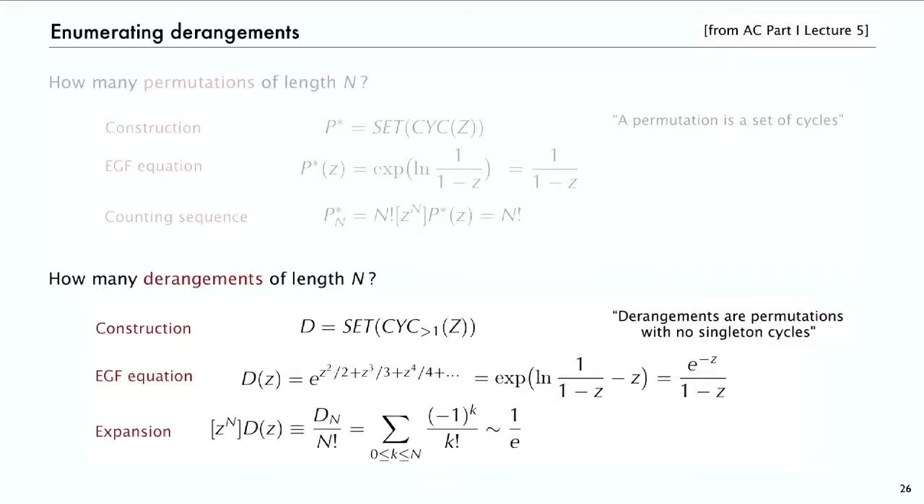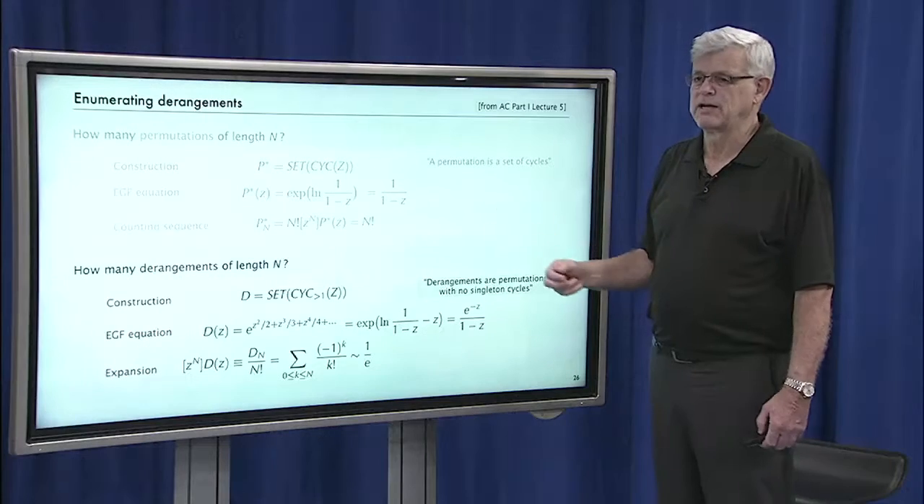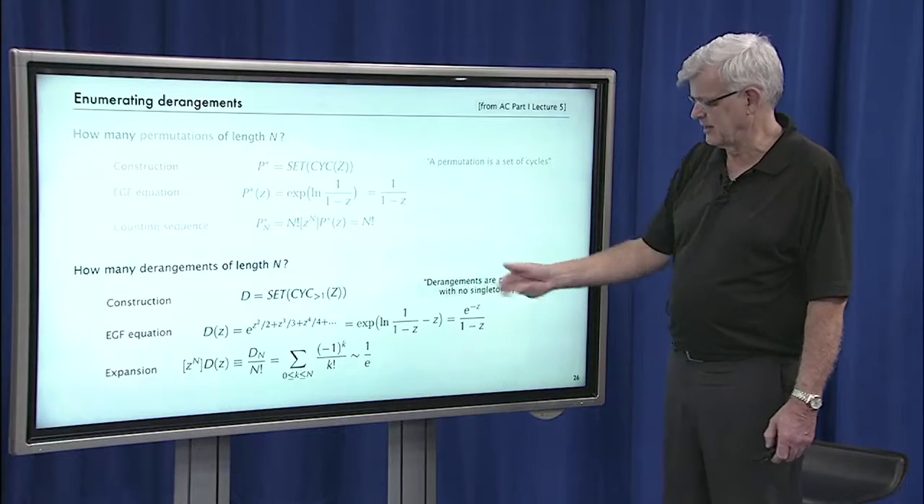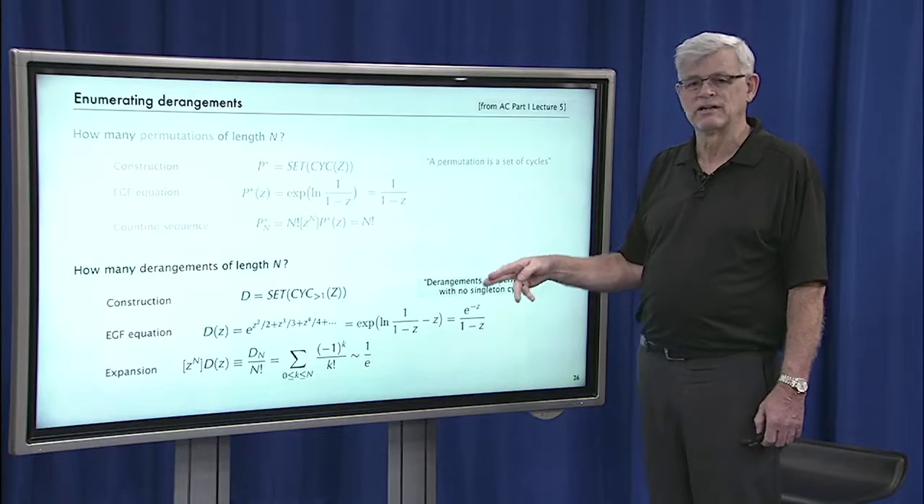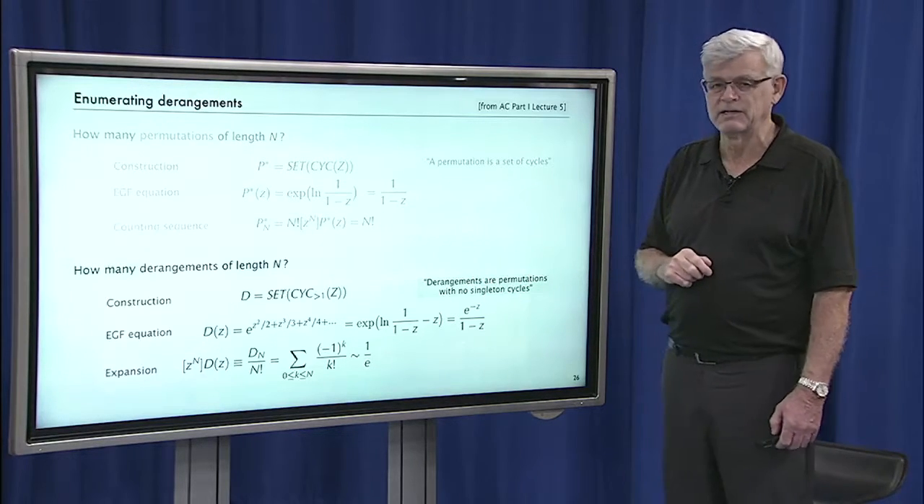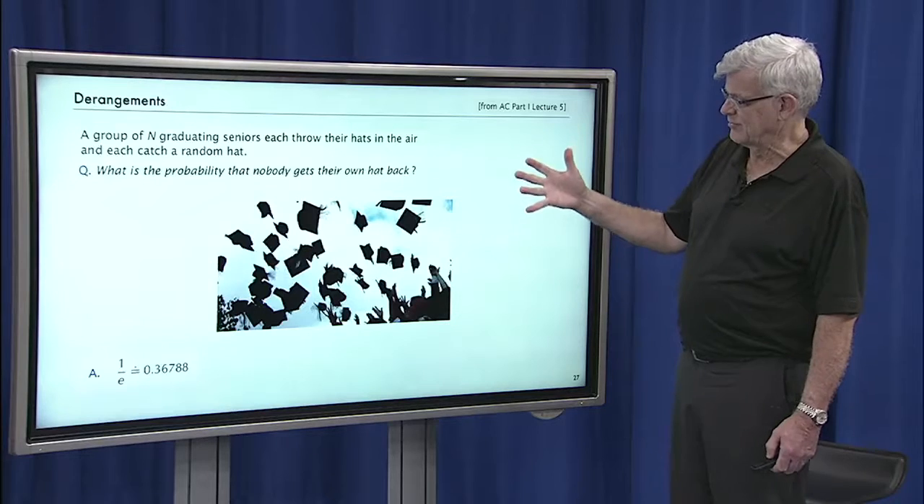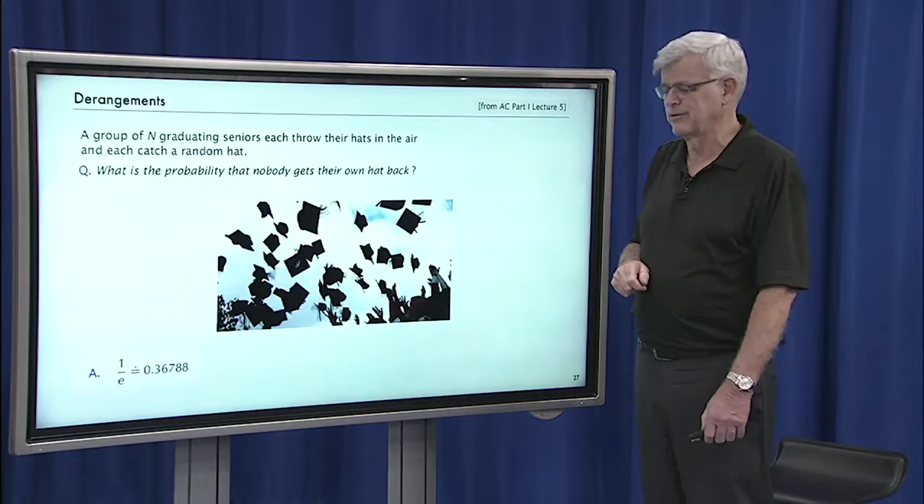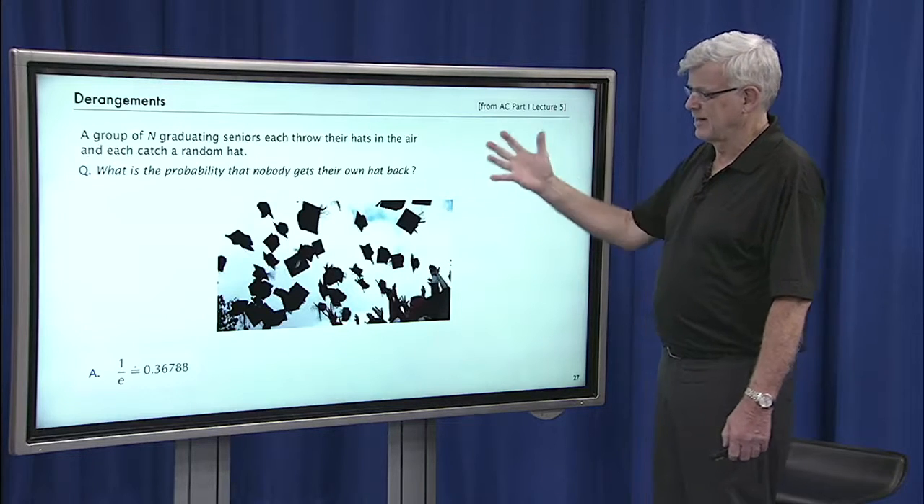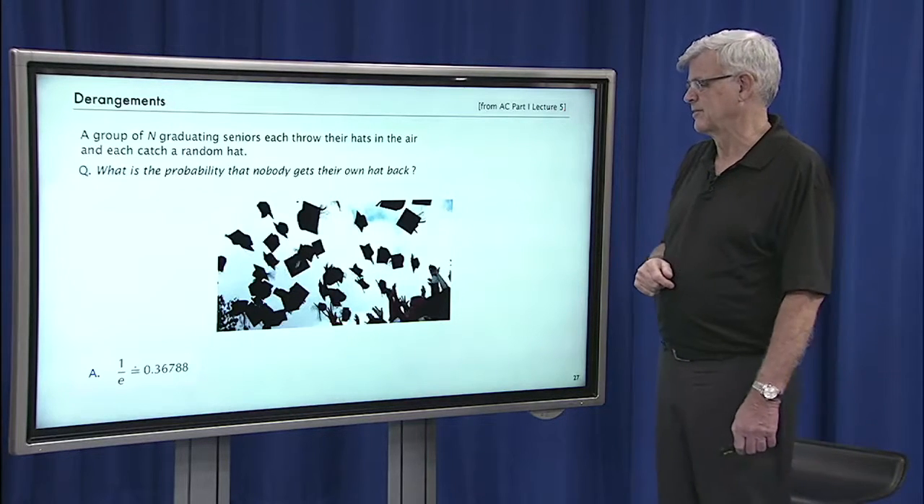Now we can extract coefficients from that and, with a little bit of analysis, show that it's asymptotic to 1 over e. We'll show how to do this in a uniform way later on in the course, but anyway, for this case, it's not hard to convince yourself that the coefficient is asymptotic to 1 over e. And that solves the problem. That probability that nobody gets their own hat back is about 36%. That's a classic problem in combinatorics.